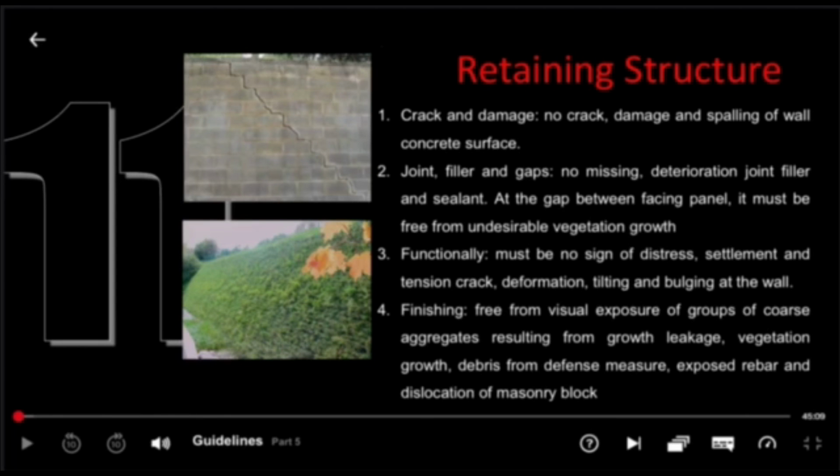Third, functionally, there must be no sign of distress, settlement and tension crack, deformation, tilting and bulging at the wall. Lastly, for finishing, it must be free from visual exposure of groups of coarse aggregates, leakage, vegetation growth, debris from defense measures, exposed rebar, and dislocation of masonry blocks.